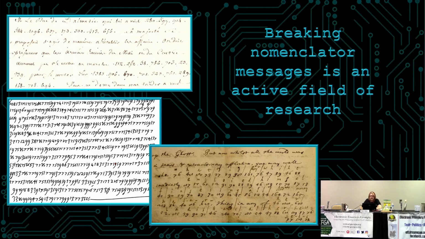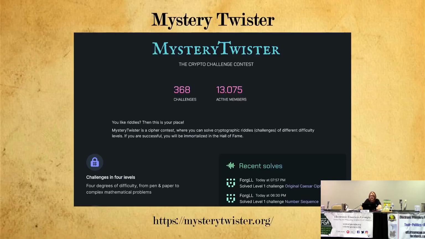Okay, so breaking nomenclators, again, is an active field of research. We're running into these in the libraries all the time. So that's substitution, transposition. I gave you some samples of others. If anyone here wants to cut your teeth on cracking one of these messages, there's a few sites you can go to, and one of them is Mystery Twister.